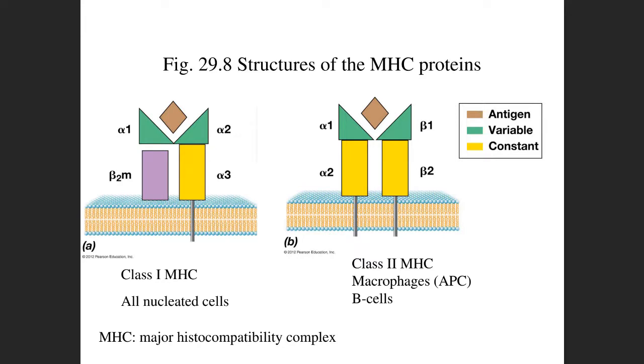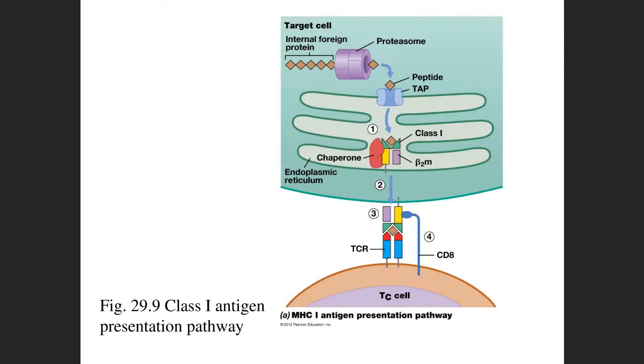So this is how it works. When a cell captures an antigen and then kills the bacteria, what they will do is take parts of the protein and put it on the surface.